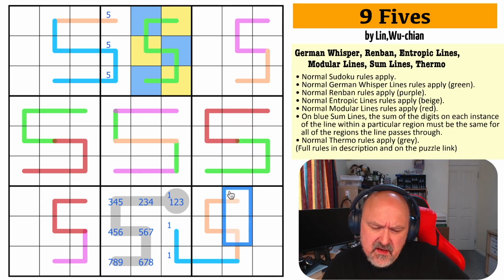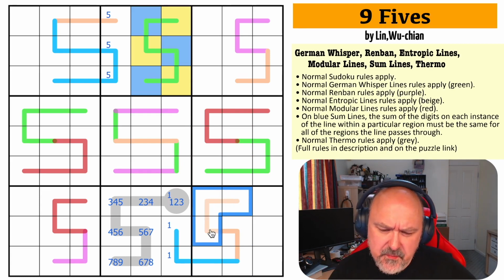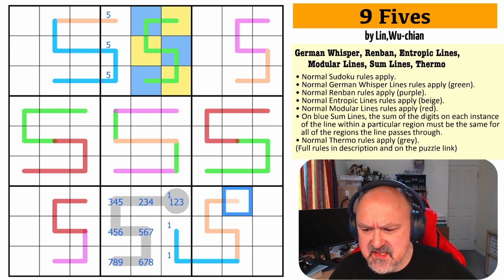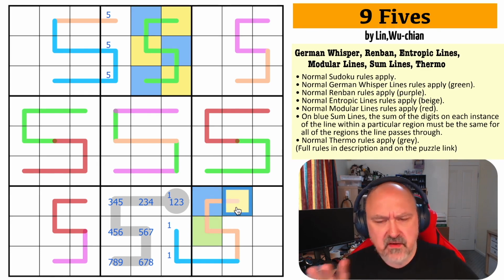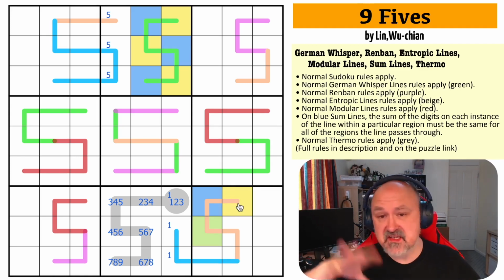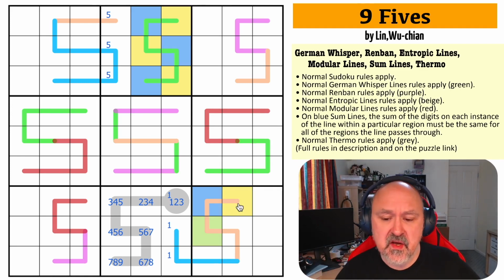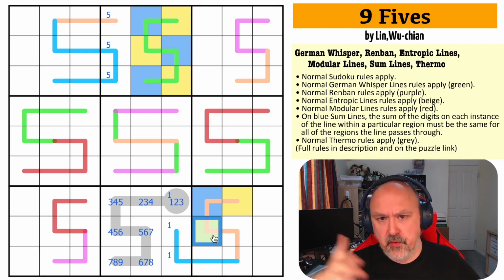So there's a trick about modular and entropic lines, which is, let's say this is yellow, blue, and green. Now, I don't know whether these are low, medium, or high. It doesn't matter. But define them any way you want. They're a set. And this is the same for modular and entropic. So one of them has to be yellow, one has to be blue, one has to be green, whether it is modulo 1, modulo 2, modulo 3, or low, medium, or high.